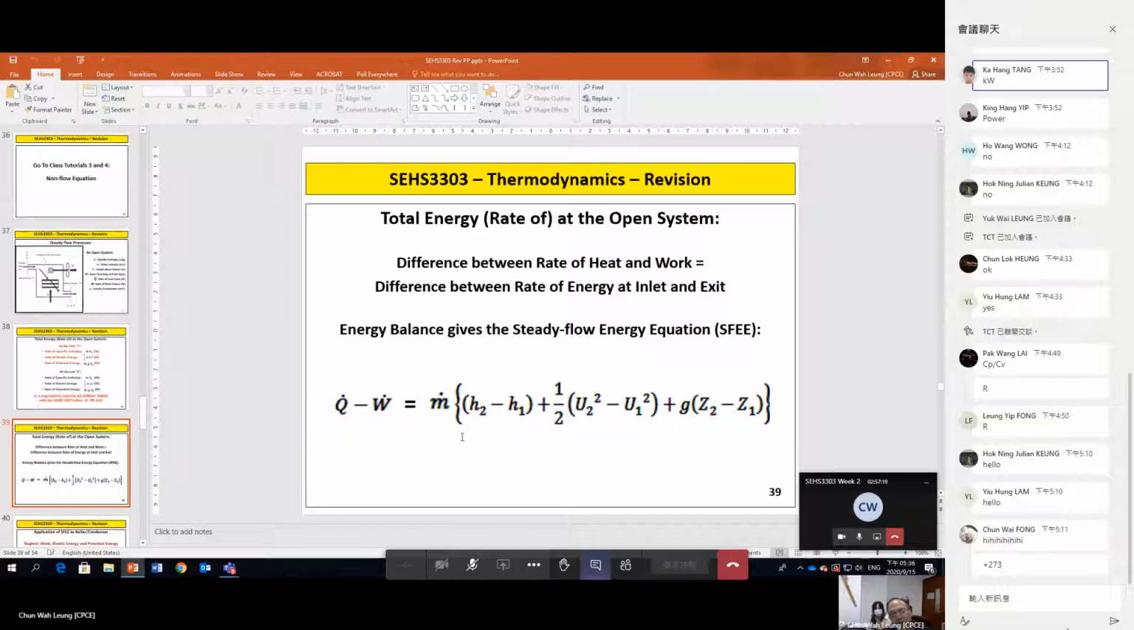Now, this is a much longer equation than the non-flow one. So it involves so many unknowns, not just Q and W. In fact, so many unknowns. So you can imagine that solving the steady flow will be more difficult.